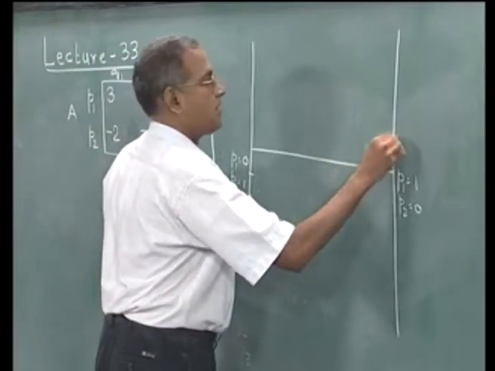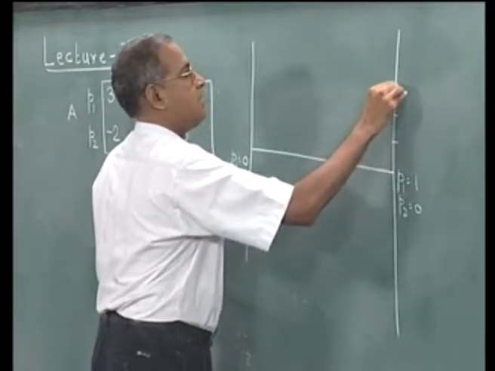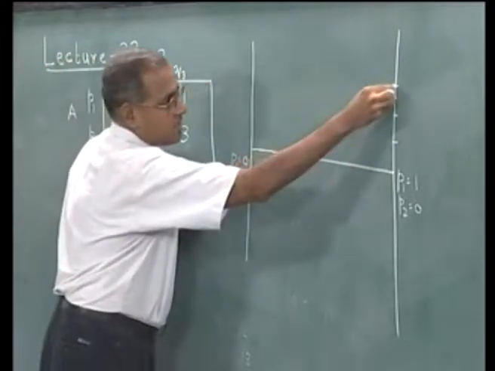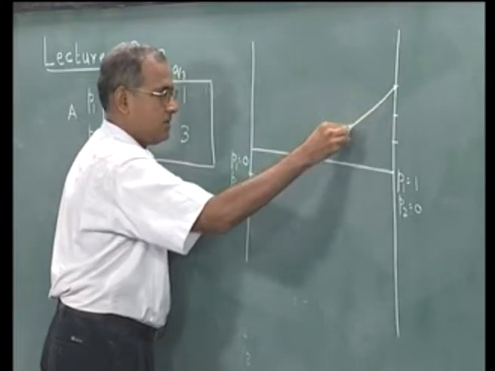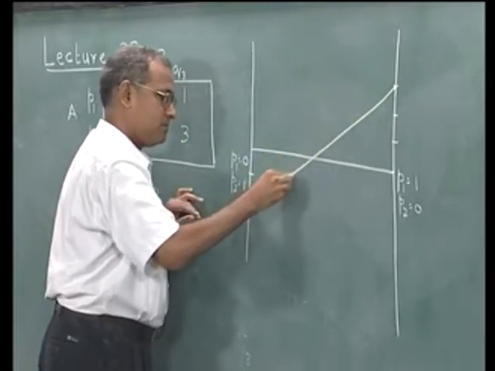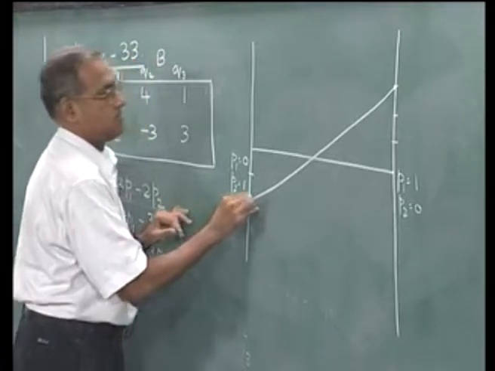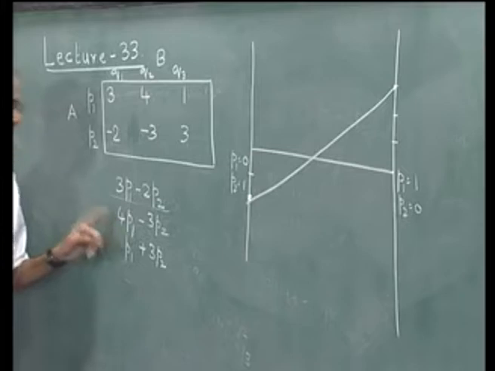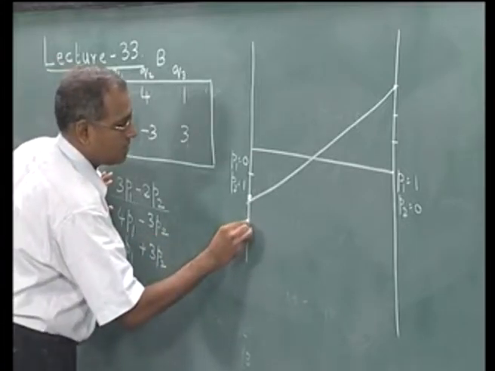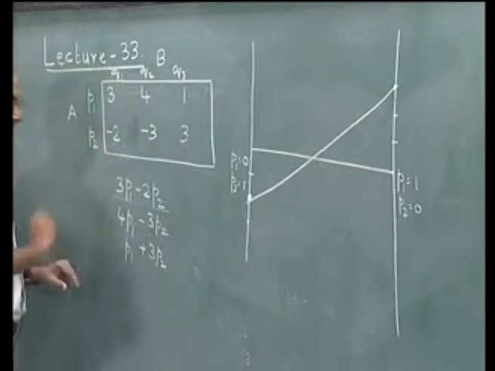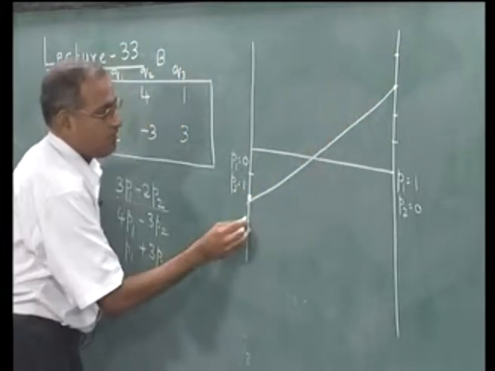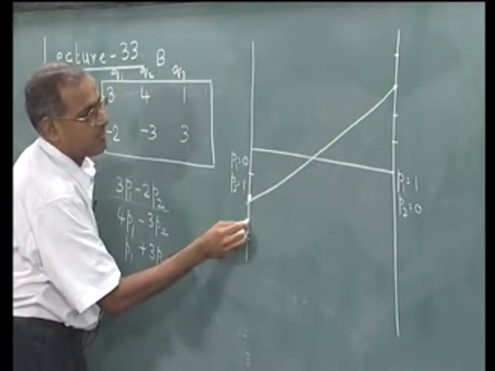So, this is the point that relates A's gain, and this is given by the line that joins these 2 points. Now, 4 P1 minus 3 P2, when P1 is equal to 0, you get minus 3. When P1 is equal to 1, you get 4. So, we now need to join these 2 points.